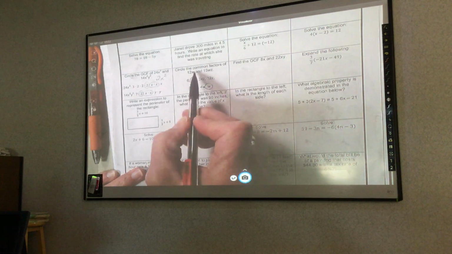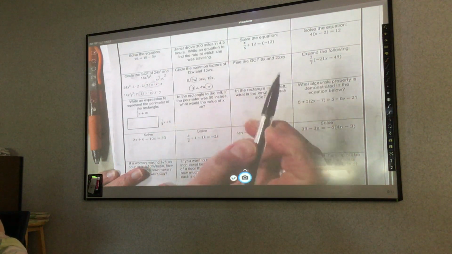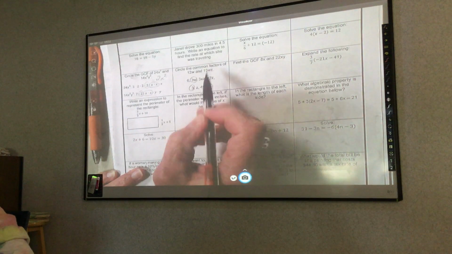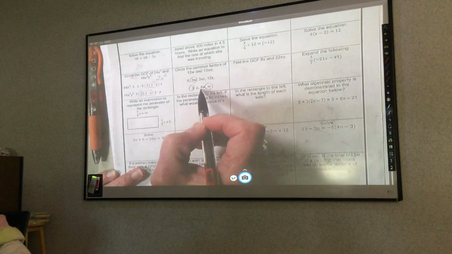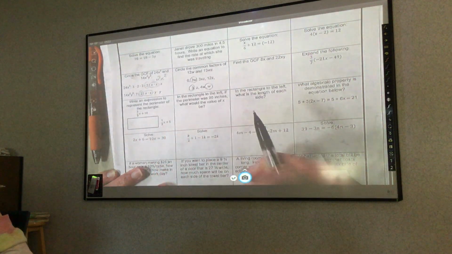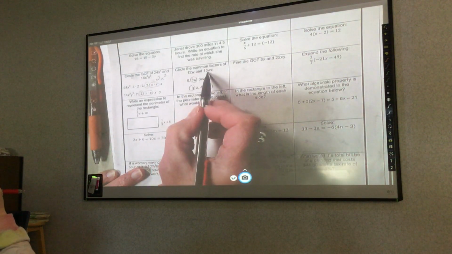Z does not work because 12 doesn't have a Z. 4W does not work because I cannot take 15 divided by 4. But W does work for both of them because they both have a W.